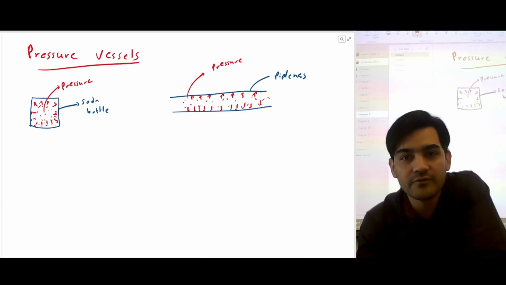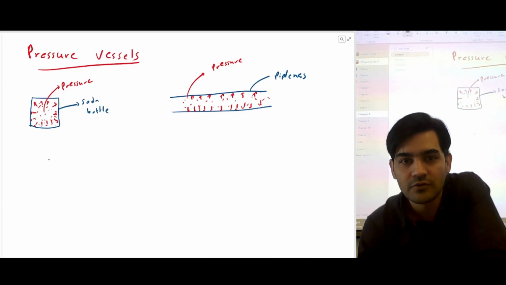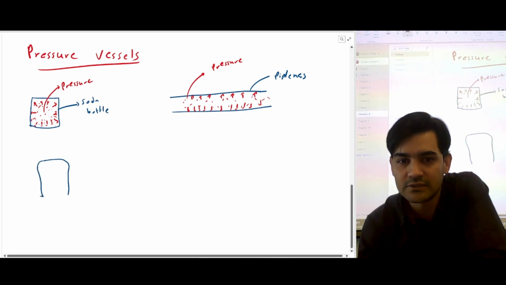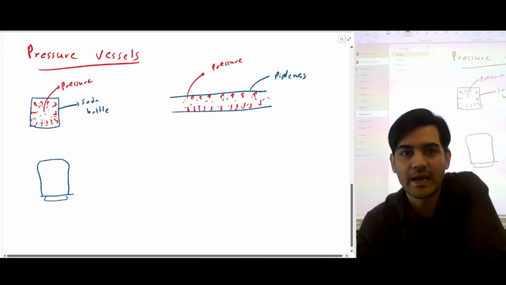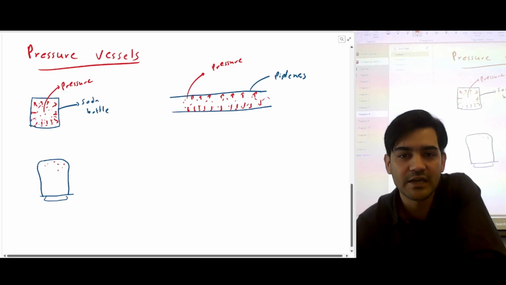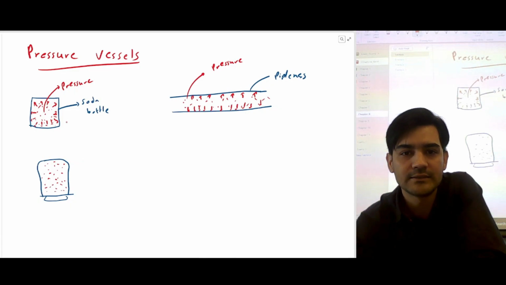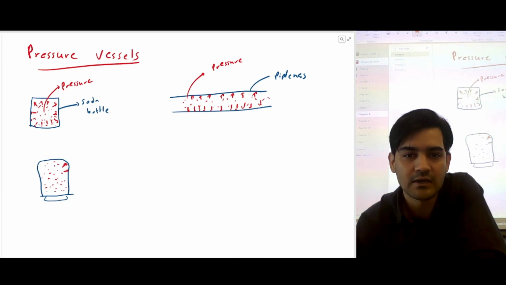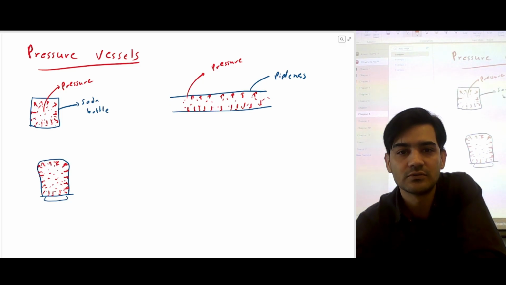I can also give you another example, for example, gas cylinders. People use gas cylinders also. In a gas cylinder, you also have a pressurized gas inside, and this pressurized gas is also gonna apply external loads onto the walls of the cylinder. So this is a gas cylinder.